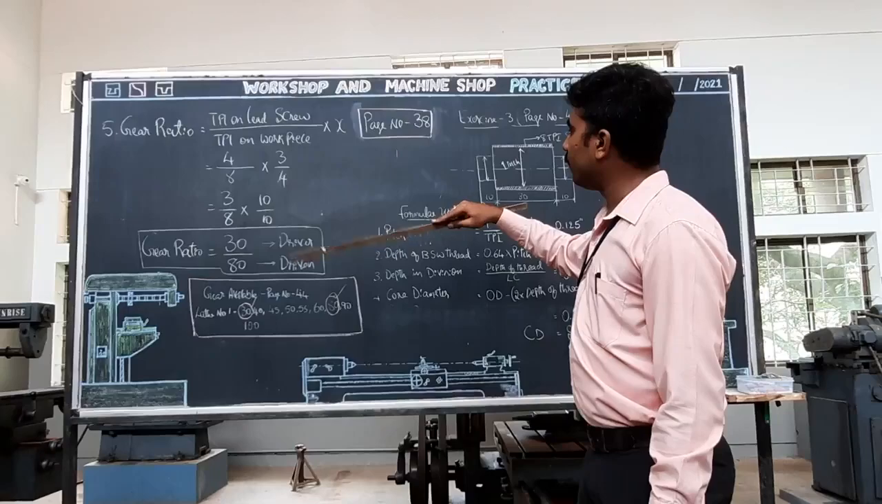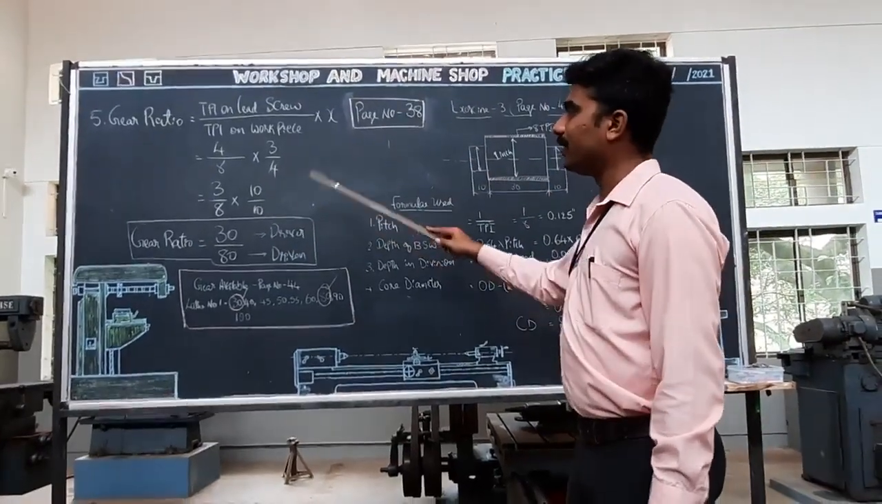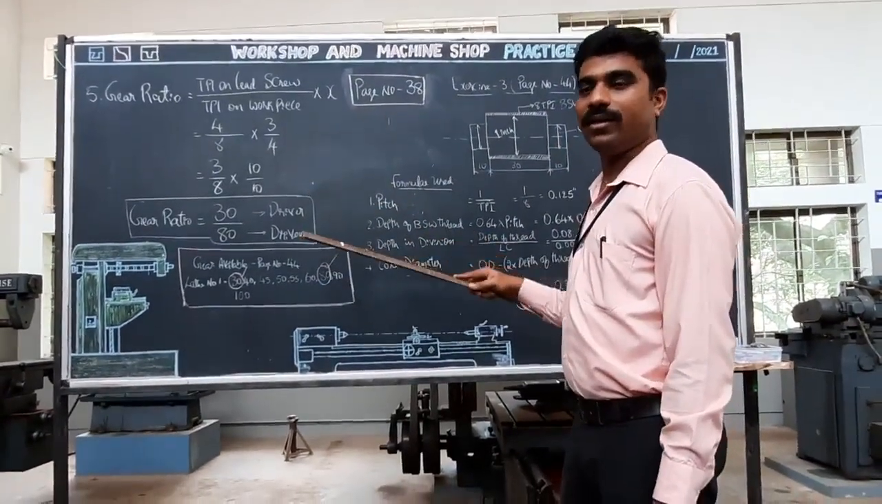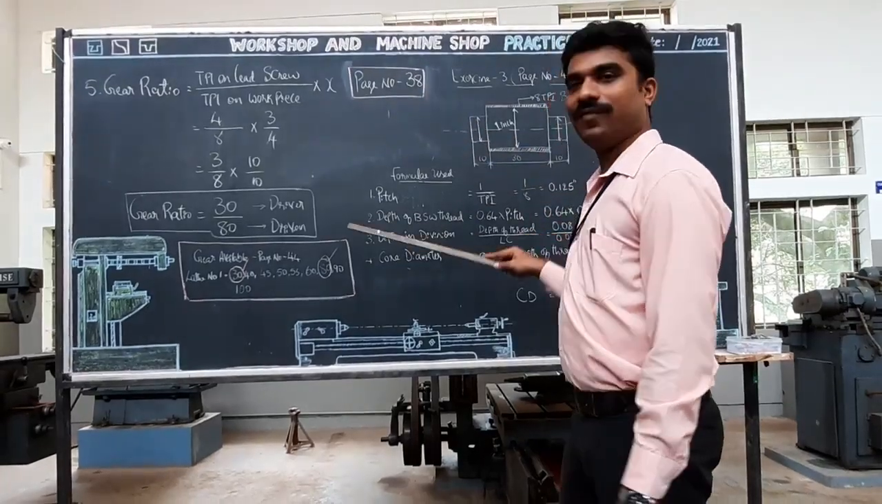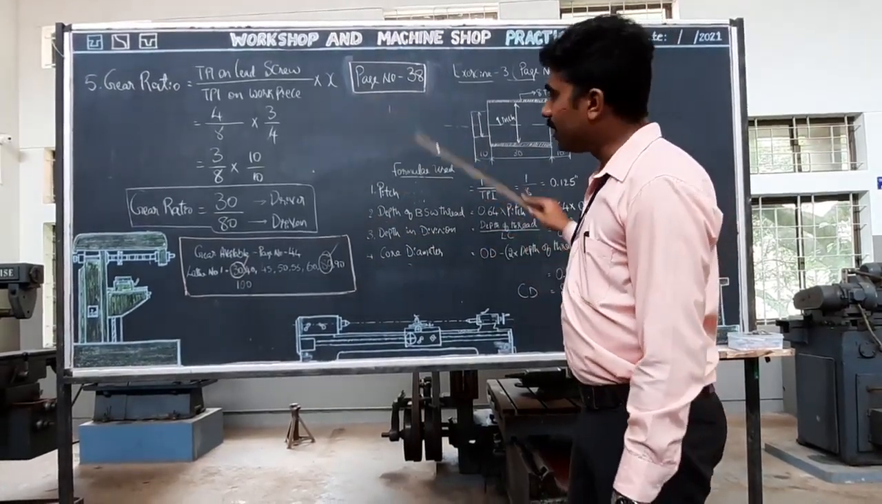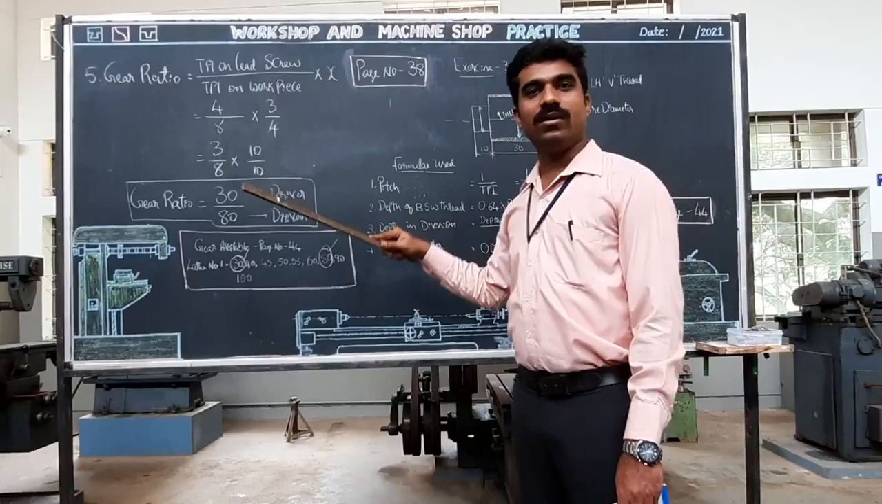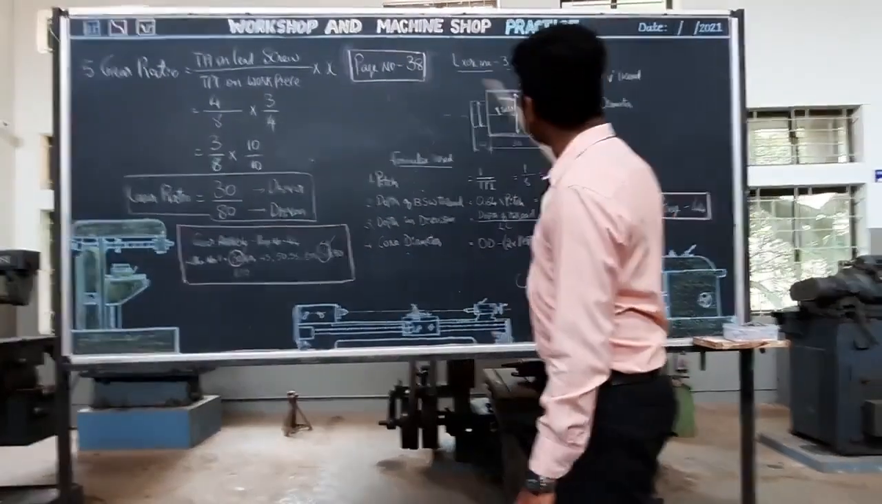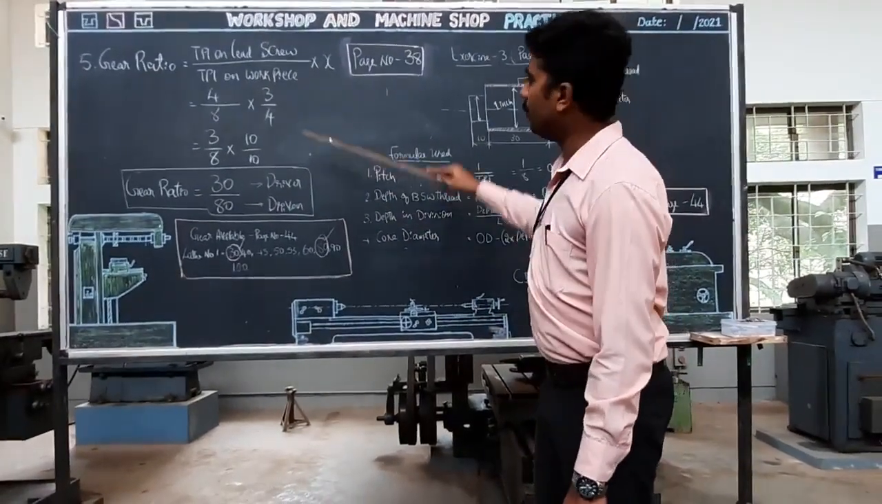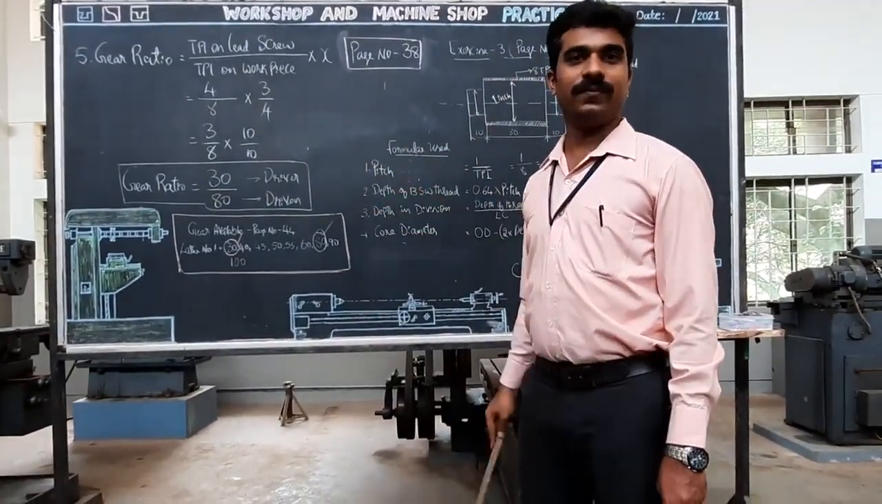If you haven't followed any of these calculations, you can put a comment in the Google Classroom and I can clarify that. So this completes the calculations. We will show you how to fabricate these 8 TPI threads by using these values in the lathe.